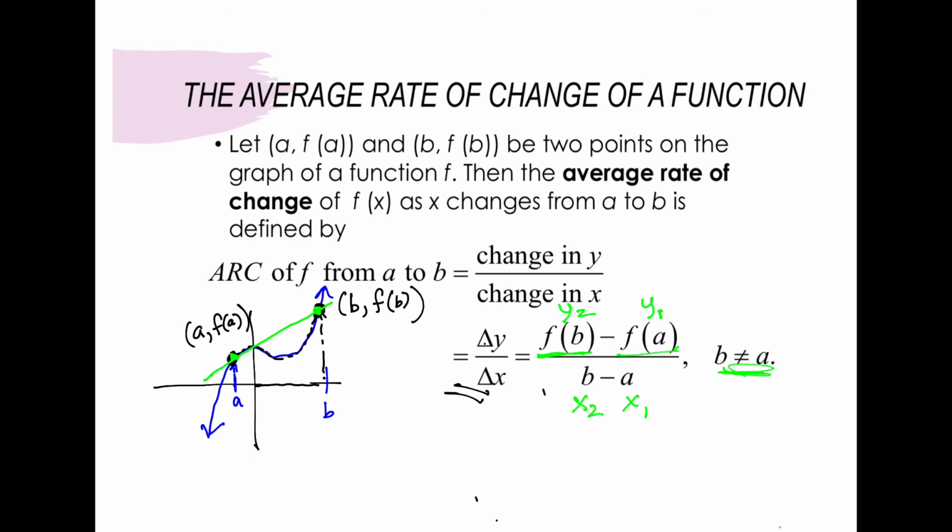Okay? So in this case, there's no specifics here. I'm trying to give you a visual to go with this idea that if a, f of a, and b, f of b are 2 points on the graph of any function, the average rate of change as x goes from a to b is defined by this arc of f from a to b. So I want to find my change in y over change in x. All right, so it's that simple. It's the slope formula here. So let's put this into practice.